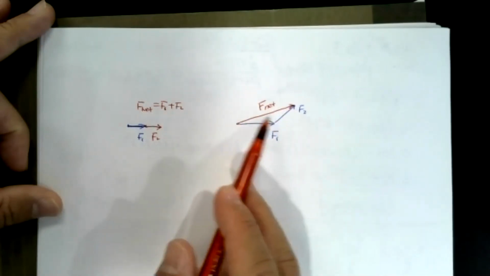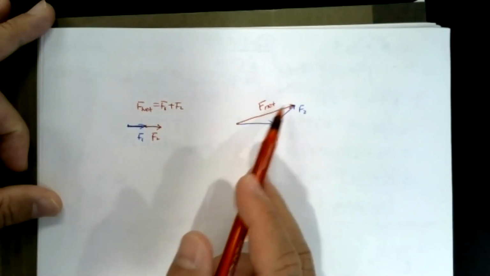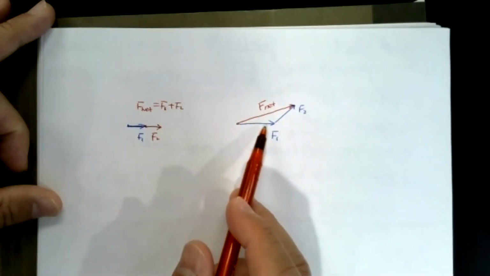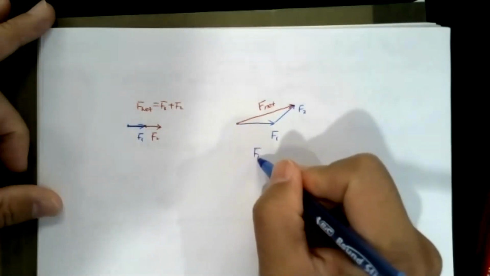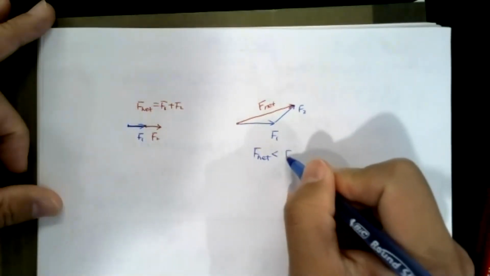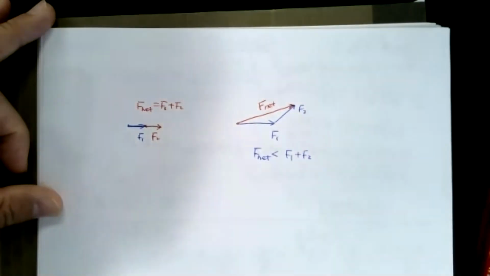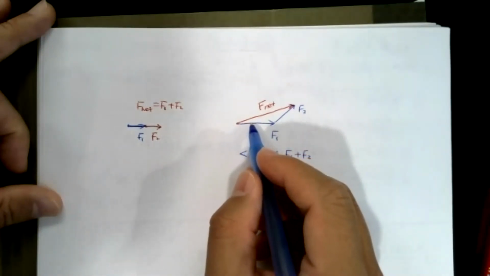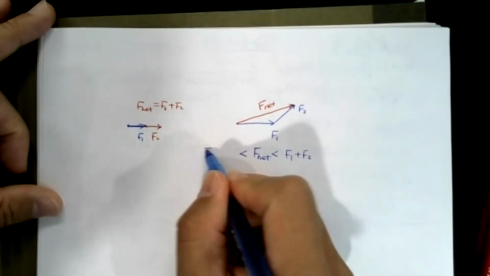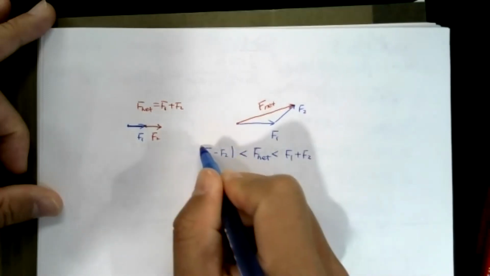In the triangle scenario, you can see then F net is going to be less than this plus that, right? Because in a triangle, any side should be less than the other two sides added up. So then F net has to be less than F1 plus F2 in that case, okay? And then it should be greater than the subtraction of one side from the other, depending on which one is larger, okay?